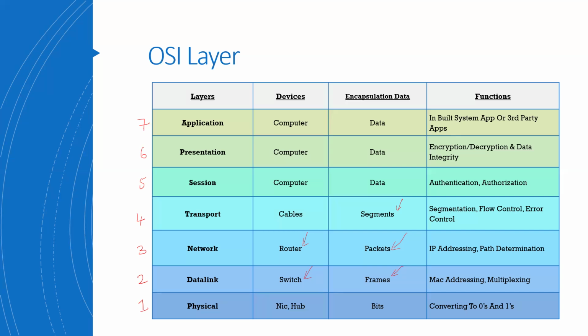Coming to the presentation layer, which translates data format. The presentation layer is responsible for data translation, encryption, and compression to ensure compatibility between different systems. It formats data and handles data compression and encryption. The devices at this layer include encryption devices and translators.